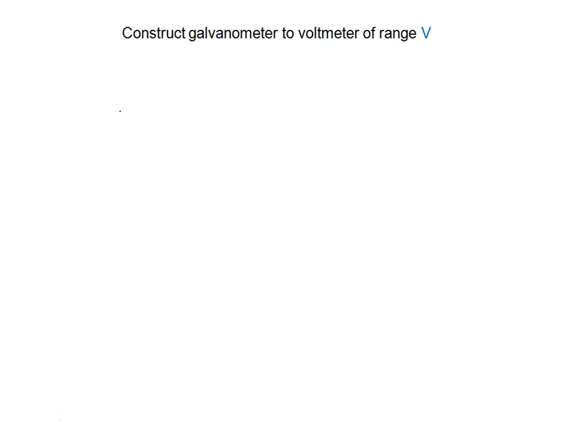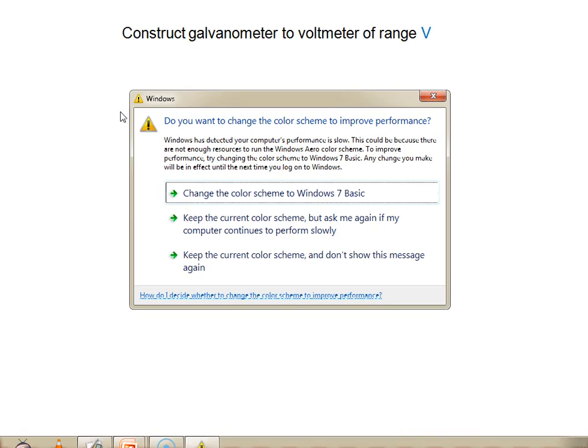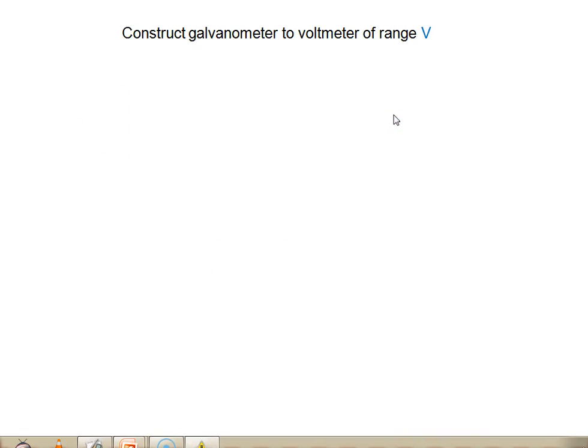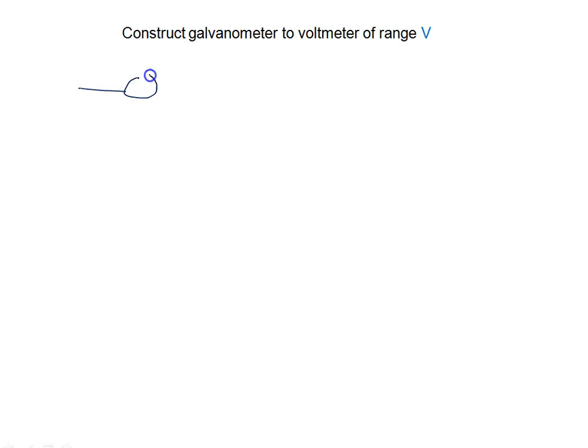Now we will convert a galvanometer to a voltmeter of range V. What we will do? Suppose this is a galvanometer and the resistance of the galvanometer is Rg. You want to convert it into a voltmeter, you have to put some resistance in series. I say this is S, and all of you know the current which should be passed should be the maximum deflection current Ig.